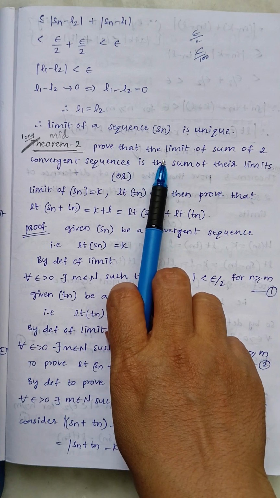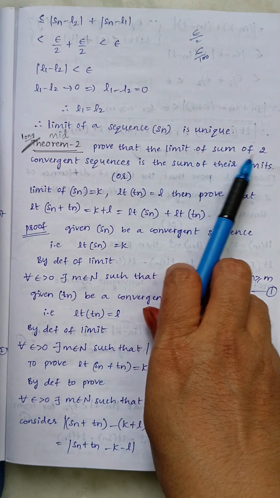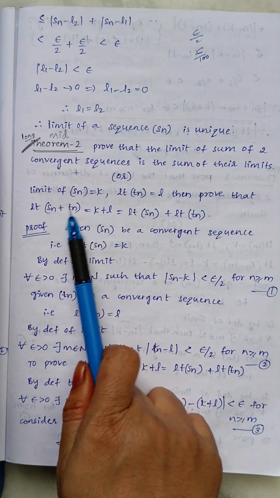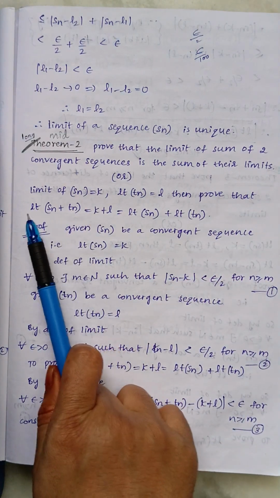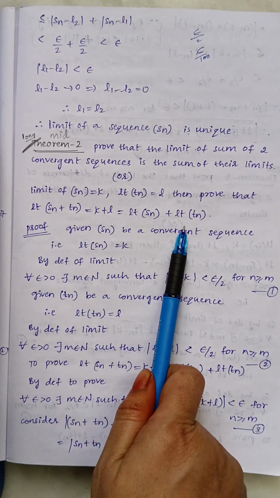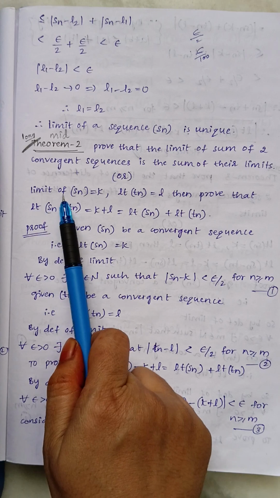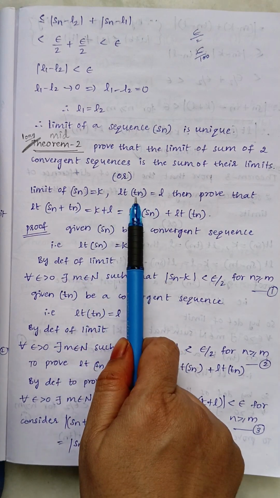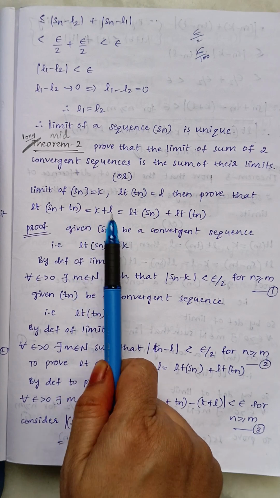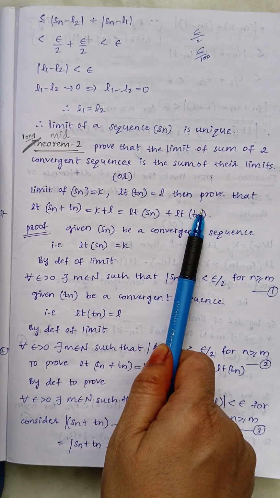Now we prove another theorem: the limit of the sum of two convergent sequences is the sum of their limits. That means if you take any two sequences, take the sum and apply the limit, then we can split the limit into limit of Sn plus limit of Tn. Suppose the limit of Sn is k and the limit of Tn is L, then the limit of Sn plus Tn is nothing but k plus L, which is the limit of Sn plus the limit of Tn.